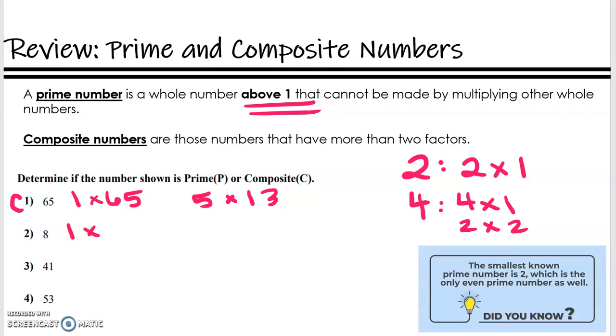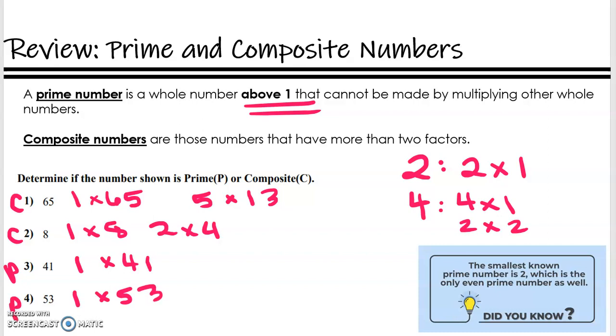8, you can do 1 times 8, and we can do 2 times 4. So 8 is composite. 41, the only 2 factors of 41 is 1 and 41. You cannot get 41 multiplying any other whole numbers. So 41 is prime. And 53, same thing. The only factors of 53 are 1 and 53. So 53 is also prime.